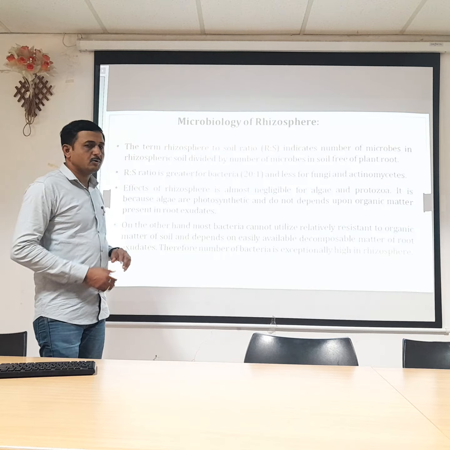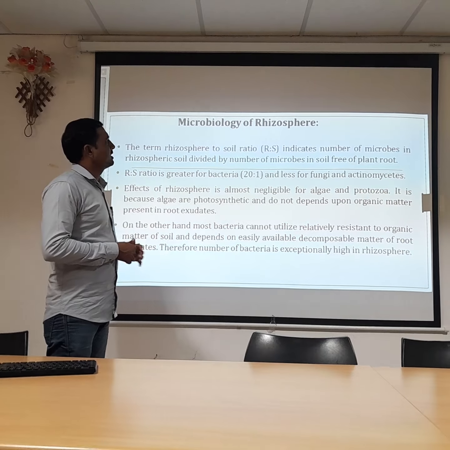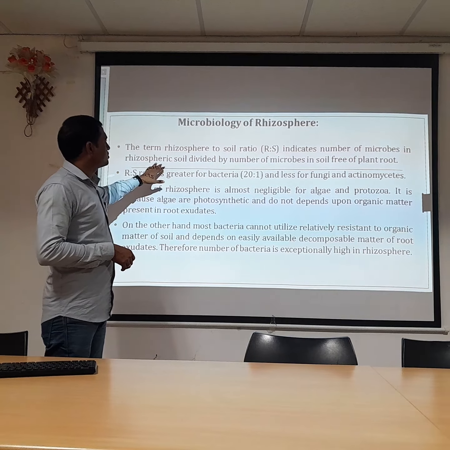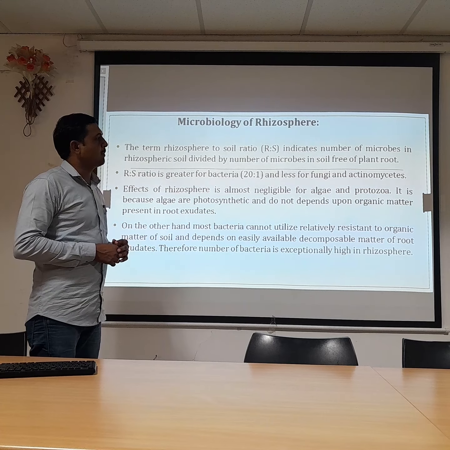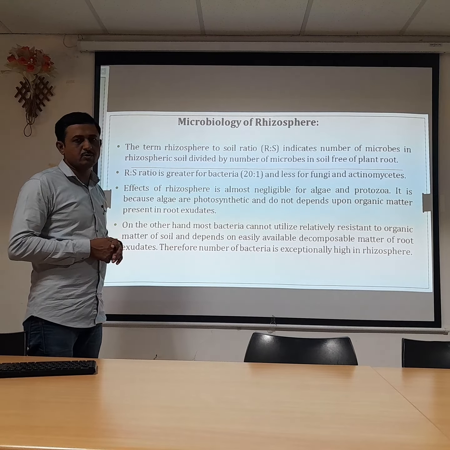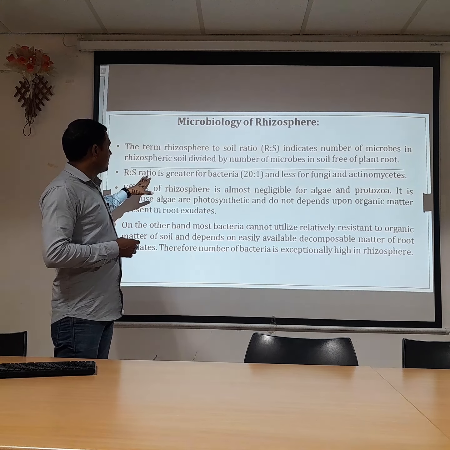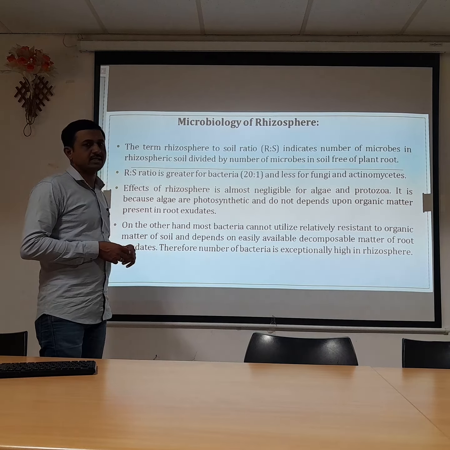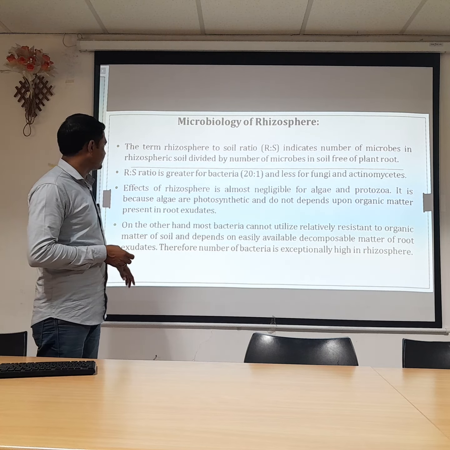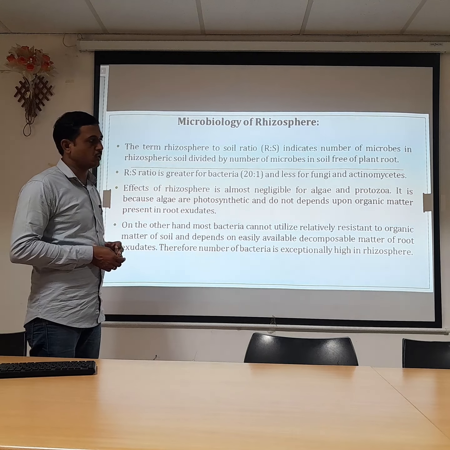Now we have to discuss the microbiology of the rhizosphere. The term rhizosphere to soil ratio, or R to S ratio, indicates the number of microbes in the rhizosphere soil divided by the number of microbes in soil free of plants. The R to S ratio is greater for bacteria, that is 20:1, and less for fungi and actinomycetes. The effect of the rhizosphere is almost negligible for algae and protozoa.